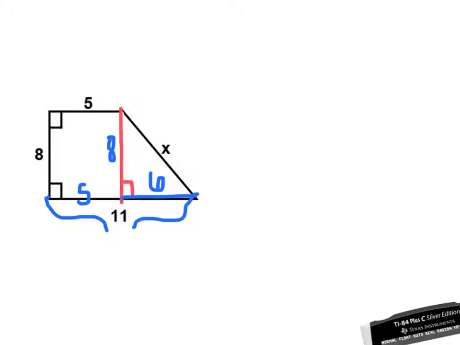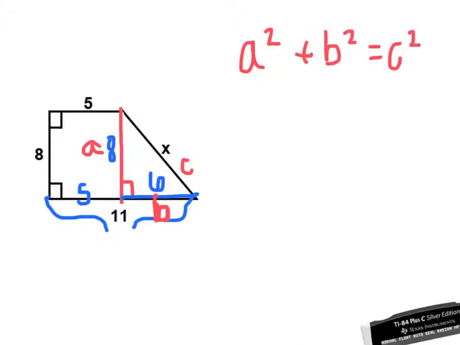Now we need to label our sides for the Pythagorean Theorem: A, B, and C. So we'll solve the problem, starting with writing the Pythagorean Theorem. A squared plus B squared equals C squared. Our A value is 8, so we have 8 squared, plus our B value, which is 6 squared, is equal to C squared.